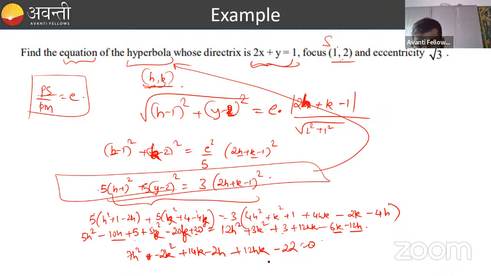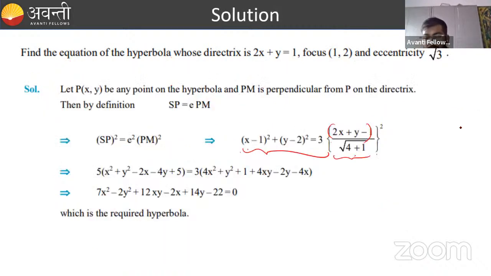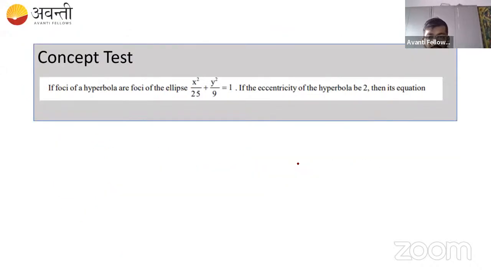So after substituting x comma y in place of h comma k, the equation will be what? Let's write it down here. 7x square minus 2y square plus 14y minus 2x plus 12xy minus 22 equals to 0. Let's check whether this equation is true. See, it is the same that we got over here. So this is our required hyperbola.